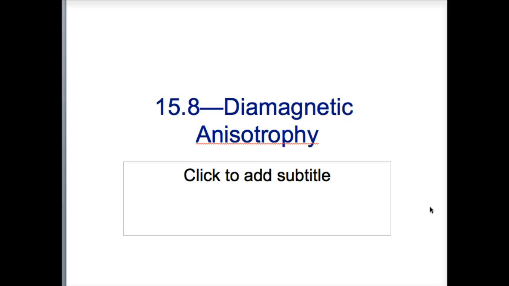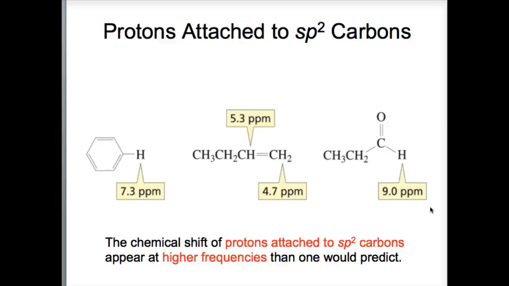Okay, one last topic, diamagnetic anisotropy. Let's look at the next slide. This is an example. Hydrogens bonded to sp2 carbons have chemical shifts at higher frequencies than predicted by the electronegativities of the sp2 carbons. As in this slide, a hydrogen bonded to the benzene ring appears at 7.3. A hydrogen bonded to a terminal sp2 carbon of an alkene appears at 4.7. A hydrogen bonded to a carbonyl carbon appears at 9.0 parts per million.